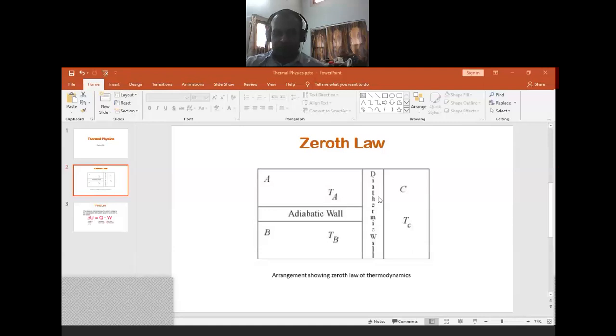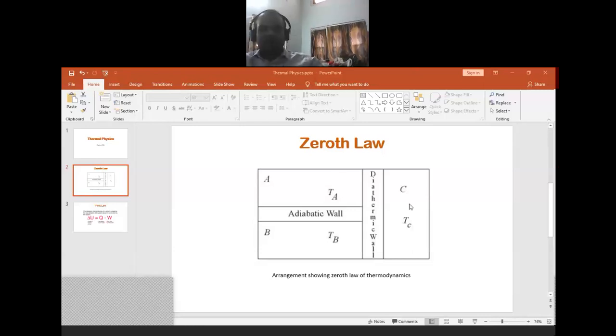So what is a diathermic wall? Just let us write down. A wall which allows heat to pass through. That is the definition of a diathermic wall. A wall which allows heat to pass through.